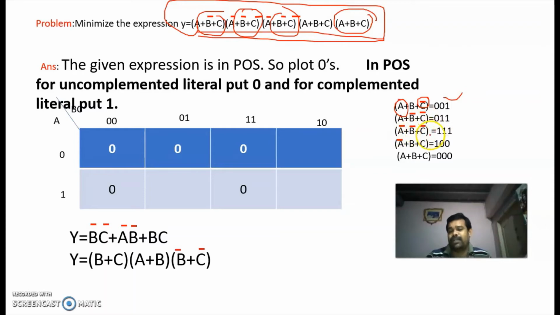1 1 1. So we have converted the max terms to binary, then we have converted this binary to decimal, and we have plotted zeros. Why? Because the question is in POS. Then we are going for grouping.